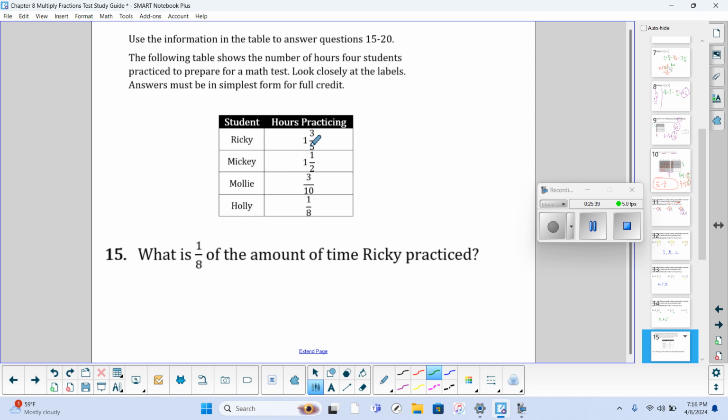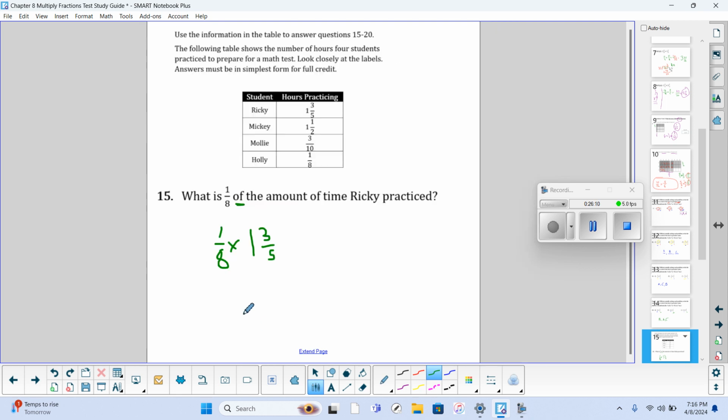Ricky is 1 3/5 hours. Mickey is 1 1/2 hours. Molly is 3/10 of an hour. And Holly is 1/8 of an hour. What is 1/8 of the amount Ricky practiced? Well, 1/8 of something means you're multiplying 1/8 times the number of hours Ricky practiced, which is 1 3/5. All right, let's extend the page here.